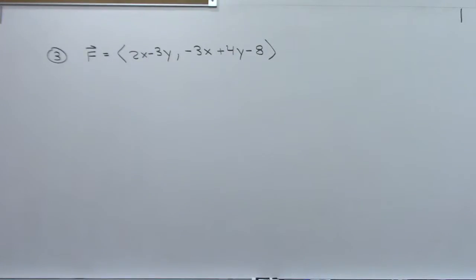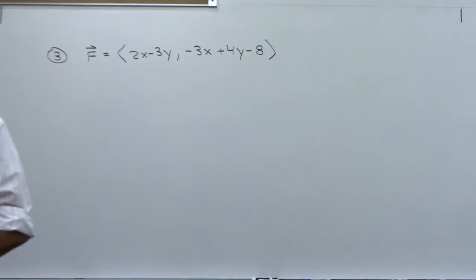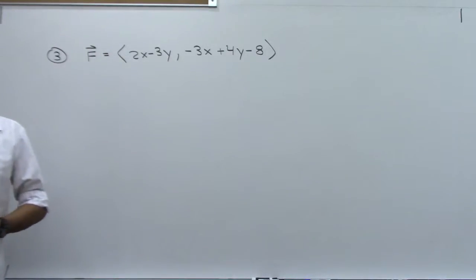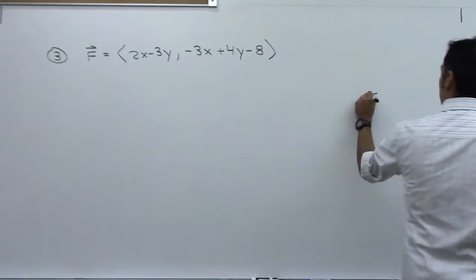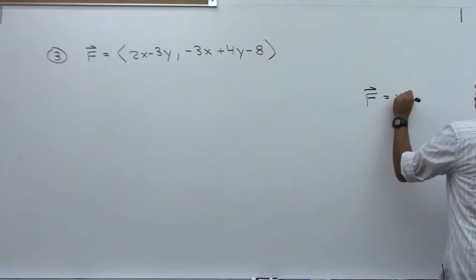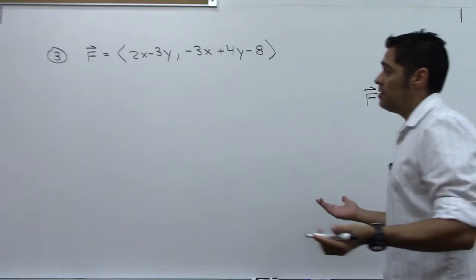Okay, working on 13.3, which is the fundamental theorem of line integrals. For number 3, it says determine whether or not f is a conservative vector field, and if it is, find the little f such that our vector field is equal to the gradient of the scalar function f. So first of all, is this conservative?